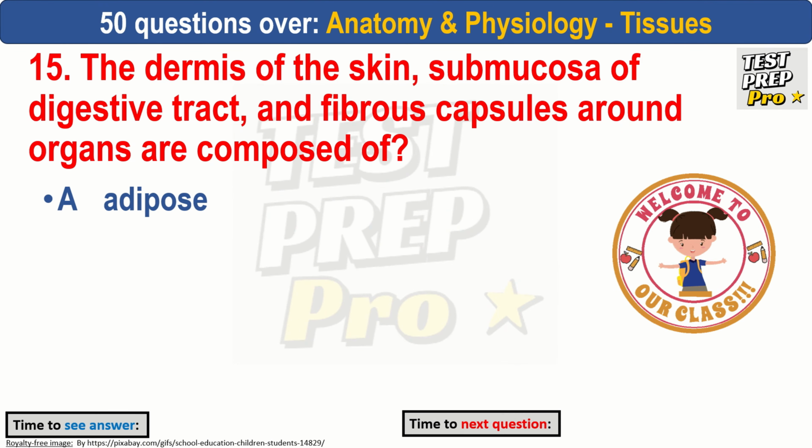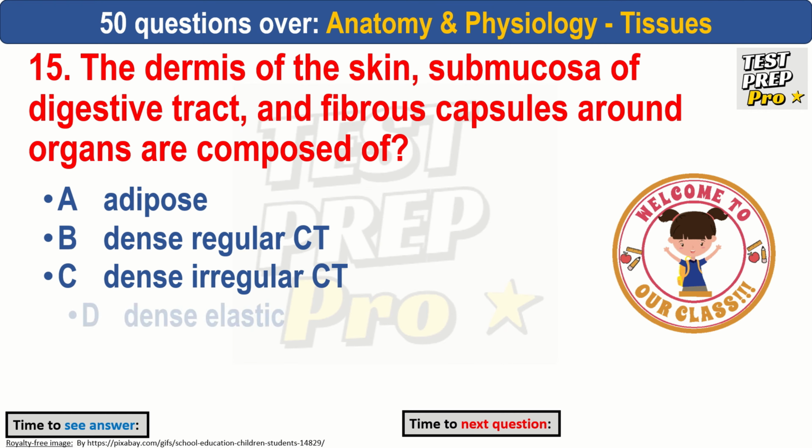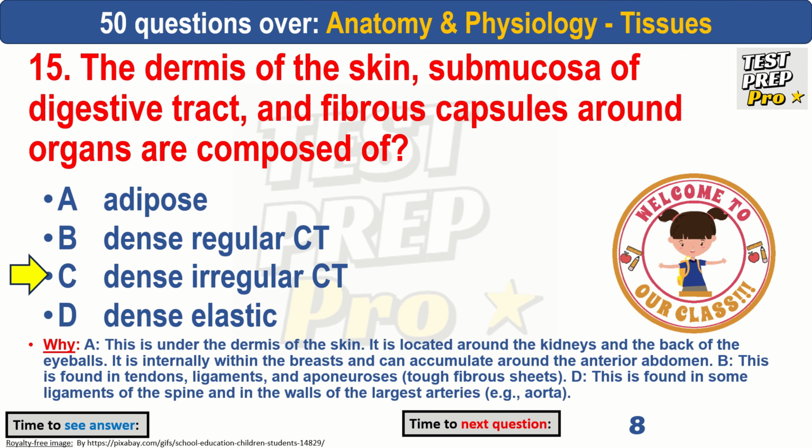The dermis of the skin, submucosa of the digestive tract, and fibrous capsules around organs are composed of which of the following? Adipose, dense regular connective tissue, dense irregular connective tissue, or dense elastic? The answer is dense irregular connective tissue. Adipose is found underneath the dermis throughout the whole body, just for cushioning, and gives you plenty of energy.